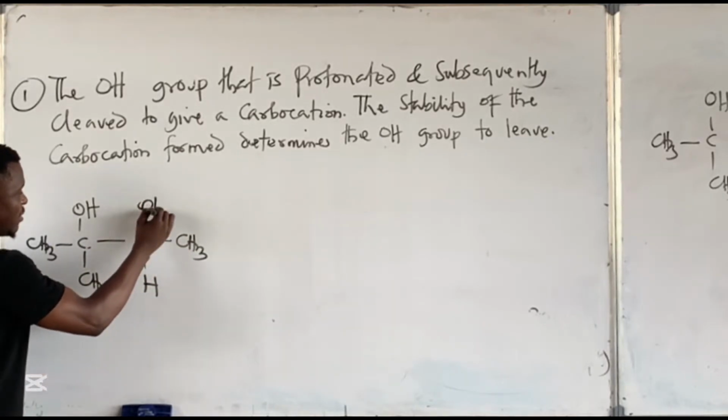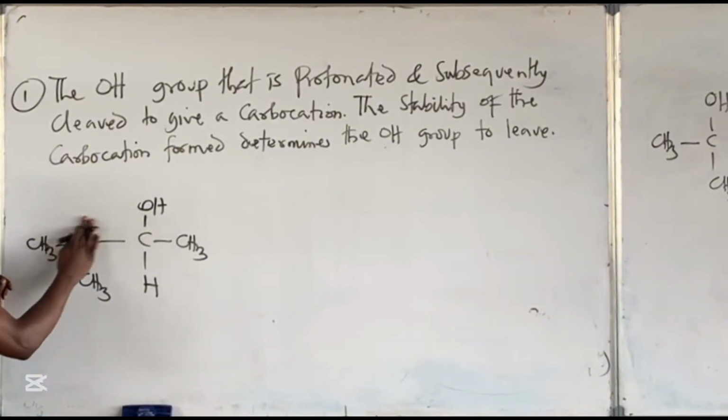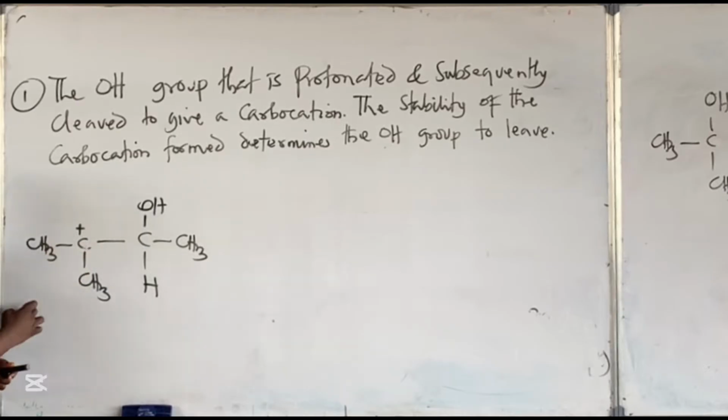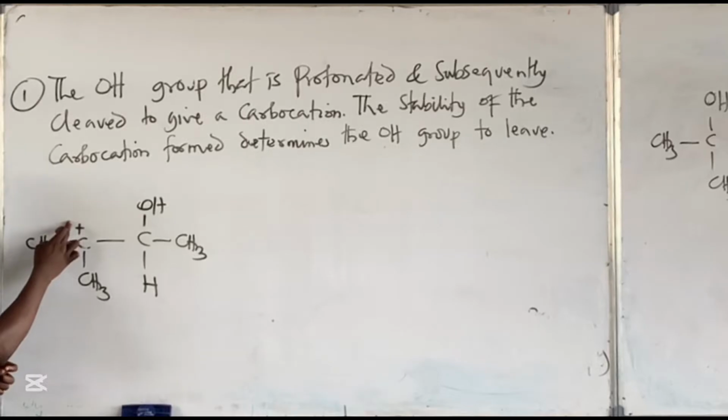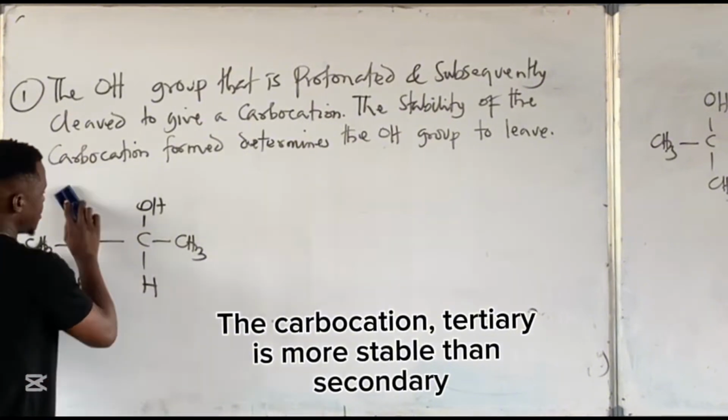Now, however, what if I had this? This was what I protonated. This guy becomes plus. Which type of carbocation is this? So in this case now, which of them will be protonated? This guy, right? Because the carbocation that we form, of course, is actually more stable. All right.